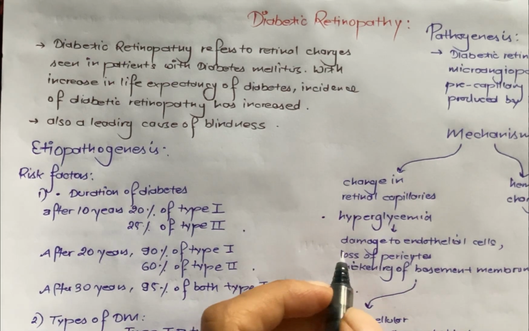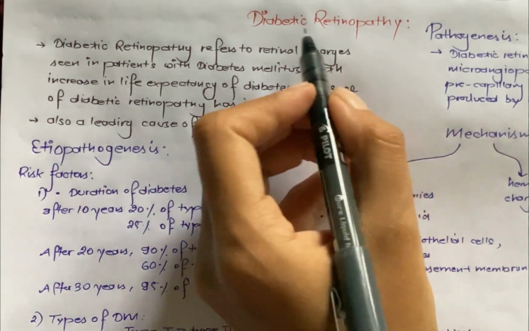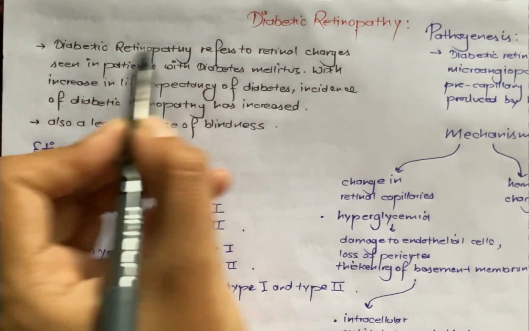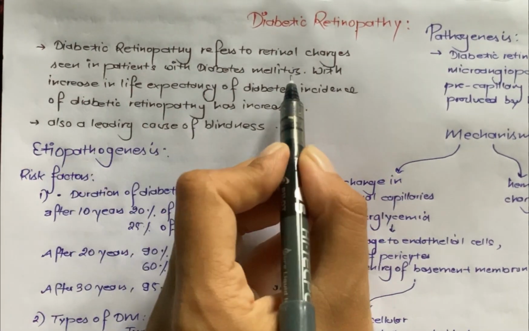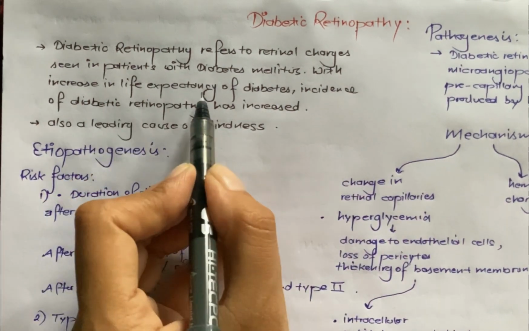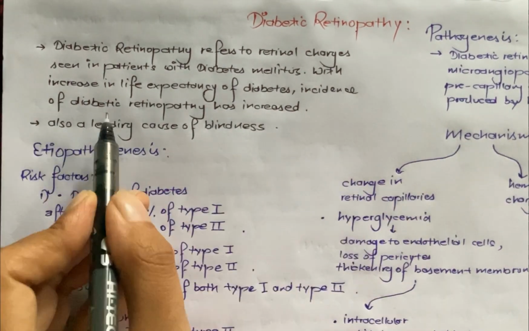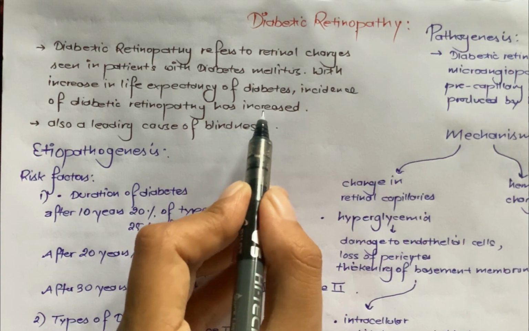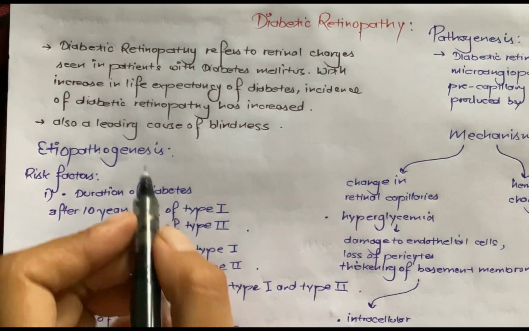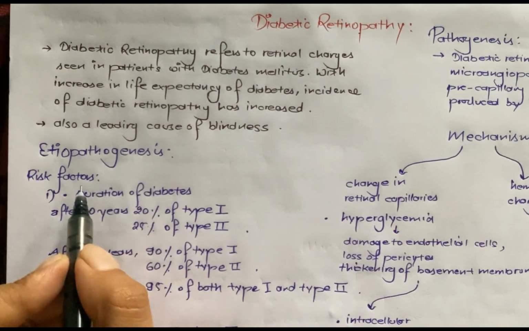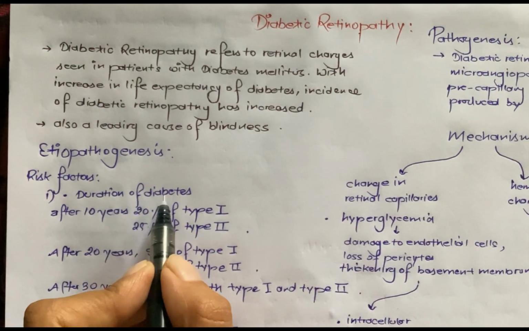Good morning everyone. Today we are going to talk about diabetic retinopathy. Diabetic retinopathy refers to retinal changes seen in patients with diabetes mellitus. With increase in life expectancy of diabetes, incidence of diabetic retinopathy has increased and it is also a leading cause of blindness. Now talking about the etiopathogenesis, the risk factors are duration of diabetes.